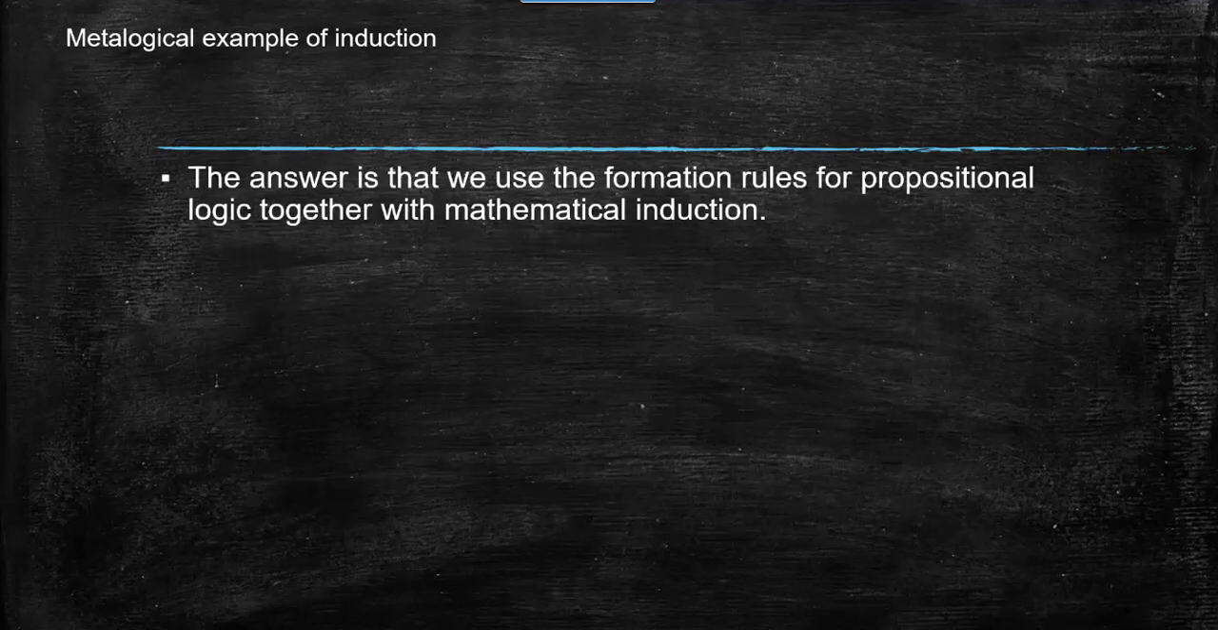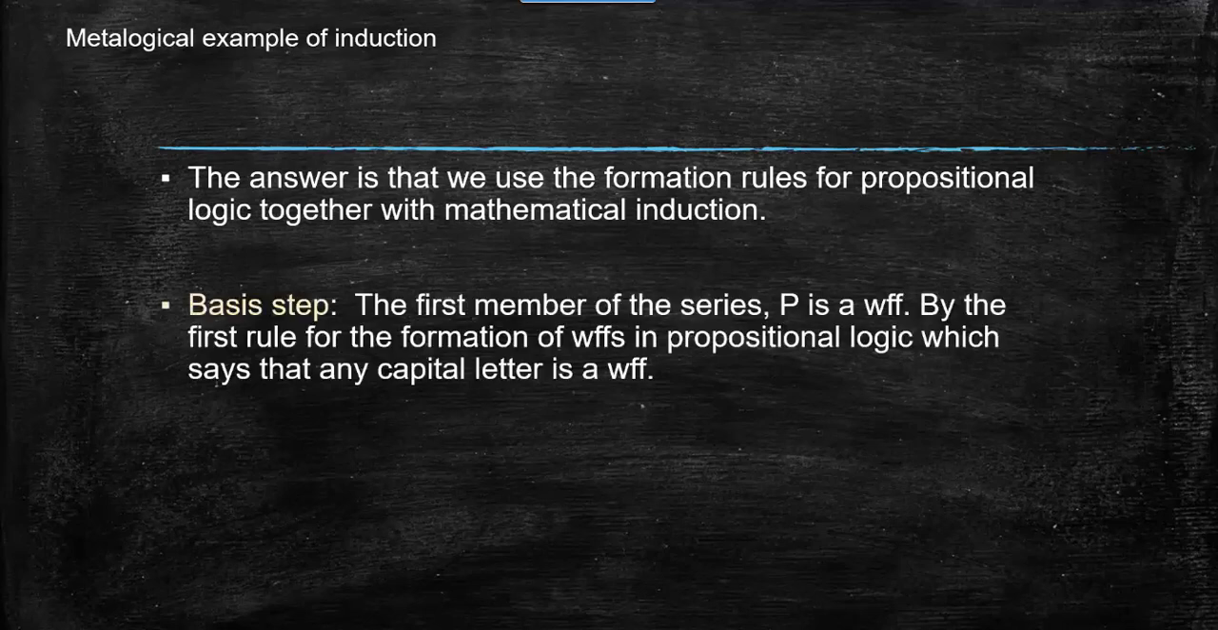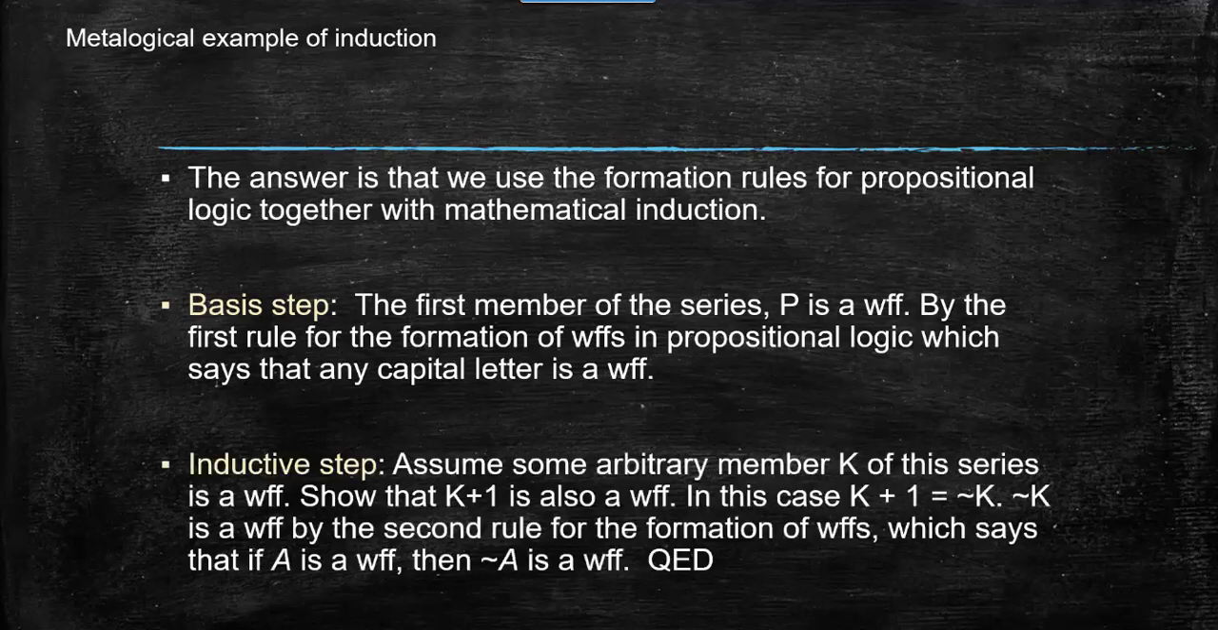The answer is that we use the formation rules for propositional logic together with mathematical induction. The basis step, very simply, right? The very first member of the series, P, is a woof. Okay, so that's simple. The inductive step says assume some arbitrary k of this series is a woof, show that k plus 1 is also a woof.